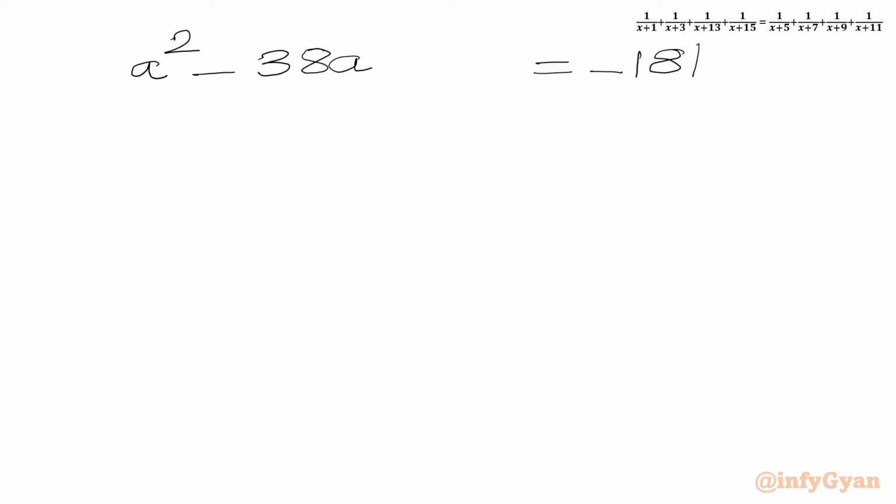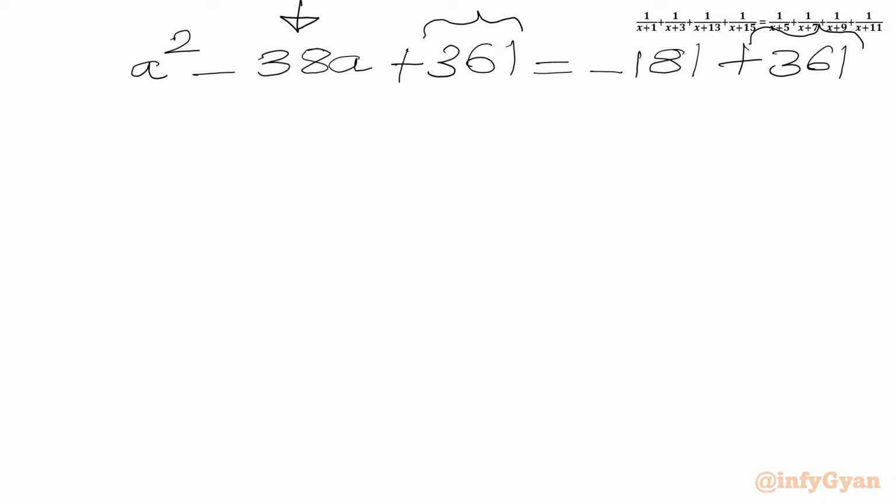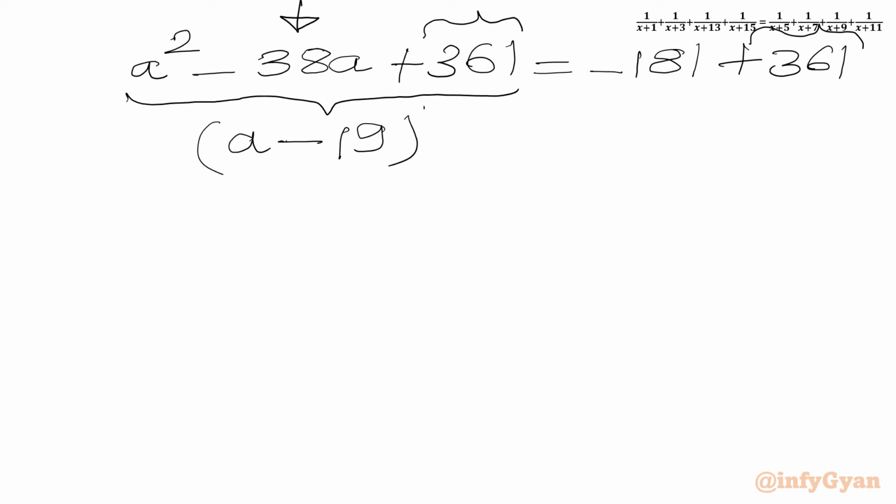Now we will use the completing the square method. Coefficient of a is minus 38. Half of that is minus 19. We will consider squaring of minus 19, which is 361. So we will add 361 in the LHS, so in the RHS. Now LHS will give us one perfect square of a minus 19. And in RHS, 361 minus 181, value will be 180.